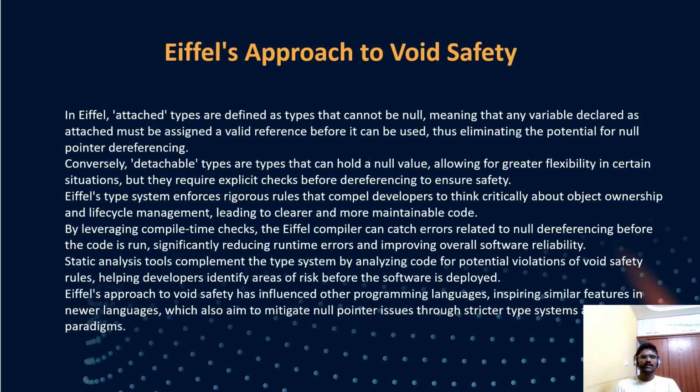Eiffel's type system enforces rigorous rules that compel developers to think critically about object ownership and lifecycle management, leading to clearer and more manageable code. By leveraging compile-time checks, the Eiffel compiler can catch errors related to null dereferencing before the code is run, significantly reducing runtime errors and improving overall software reliability.